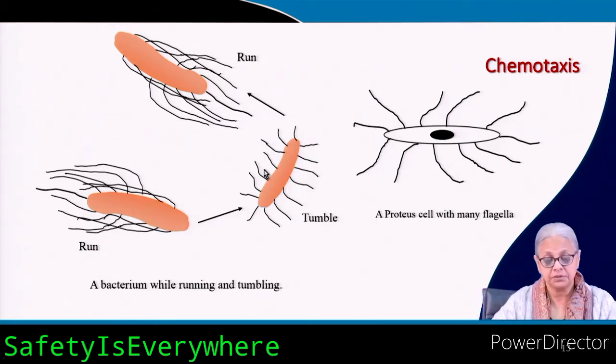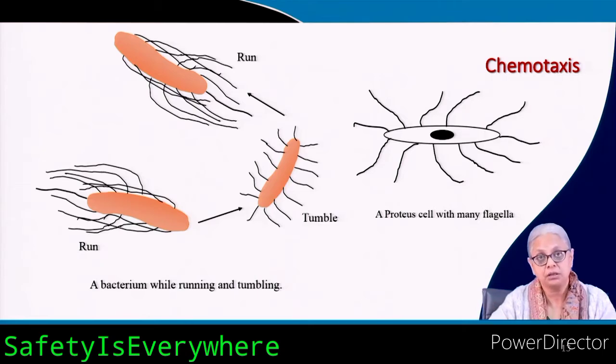Okay, but when it wants to change direction, how does it change direction? So the first thing it does is it comes into its resting position, it tumbles over so that it's facing a new direction, and it starts the new run. So it has a run, a tumble, and a run. The tumble is simply for changing direction.